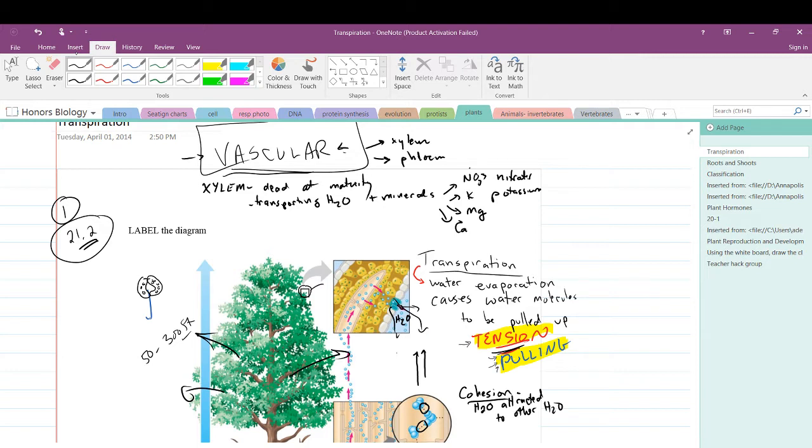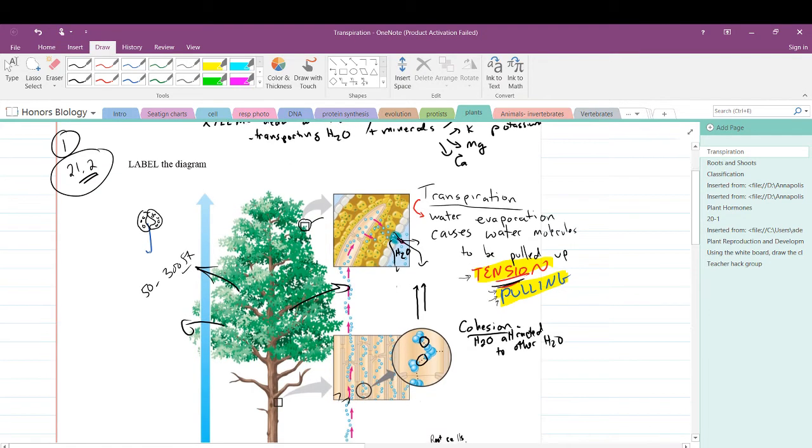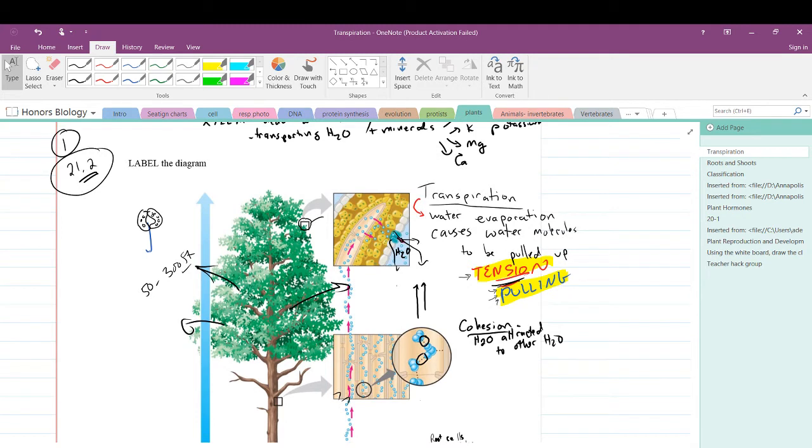The xylem is dead at maturity, and it is the vessel that transports water and minerals such as nitrates, potassium, magnesium, calcium. These are things that you would find in your typical fertilizer. Now, the way that water and the minerals are transported depends upon two concepts. One is called transpiration, and then the other is cohesion. And this ends up the title of the model, transpiration cohesion model.